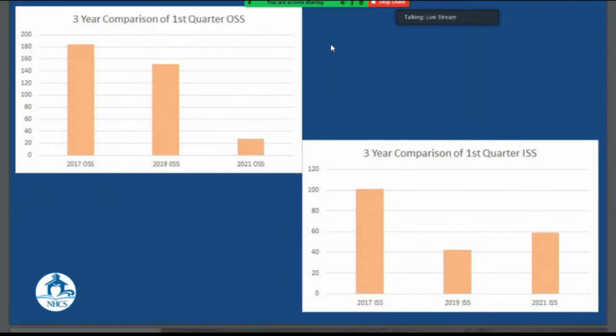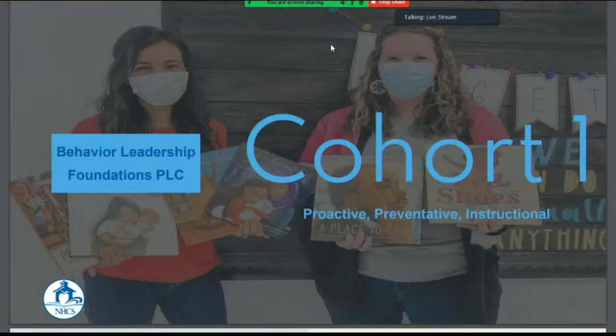Overall, I would like to say that the schools have done an exceptional job in identifying alternatives to suspension, to out-of-school suspension, because even with this increase in in-school suspension, those students are still in the school building, but we know that the majority of those are, again, targeted interventions. And as a quick reminder, the Behavior Leadership Foundation's Cohort 1, I'm going to share with you a little bit about where they are in this process.